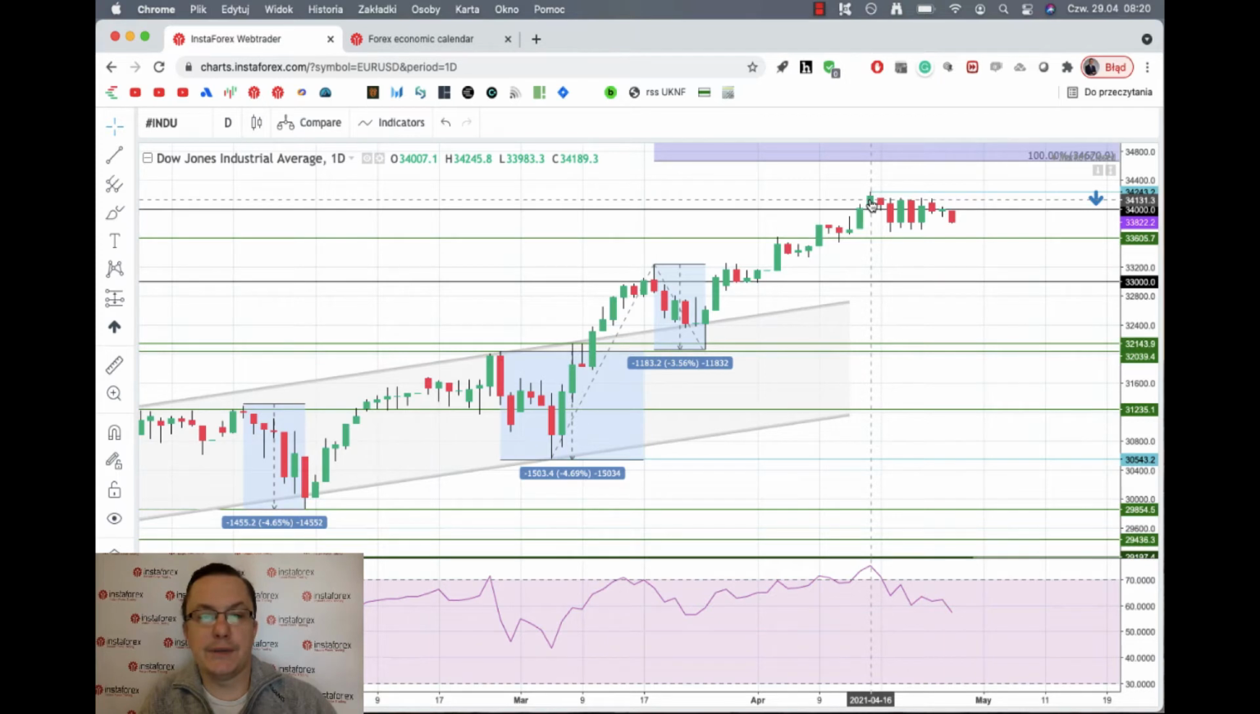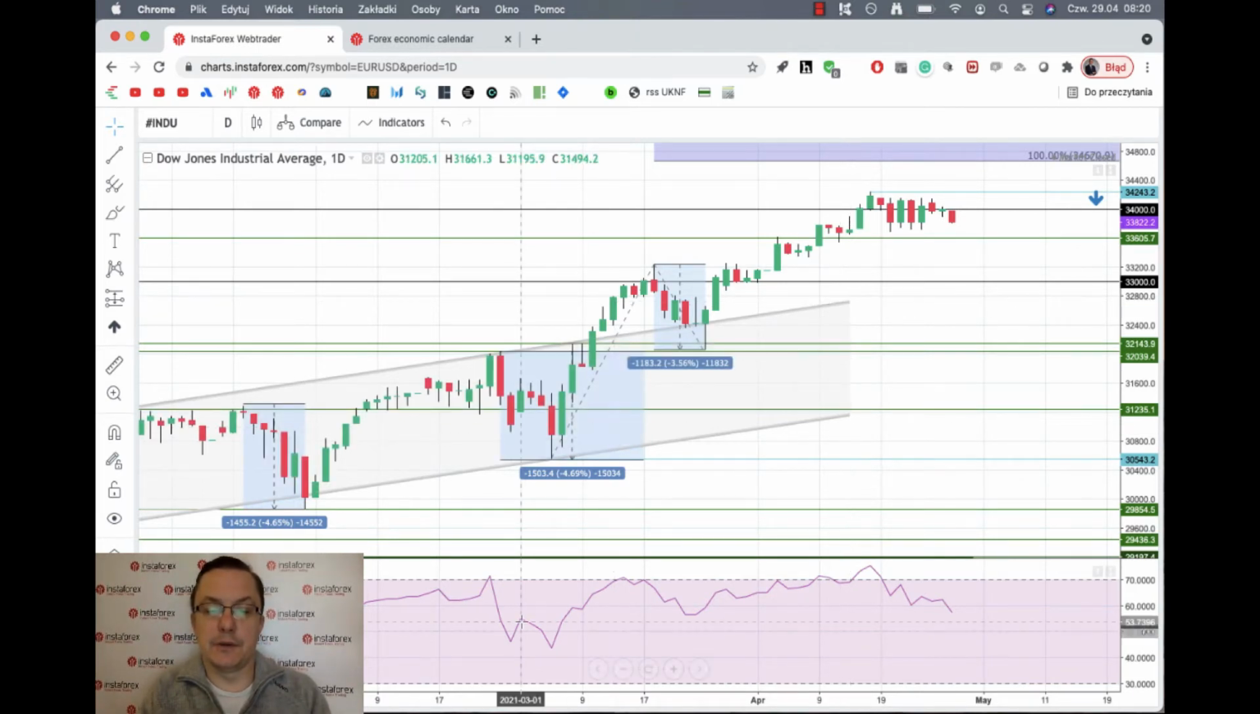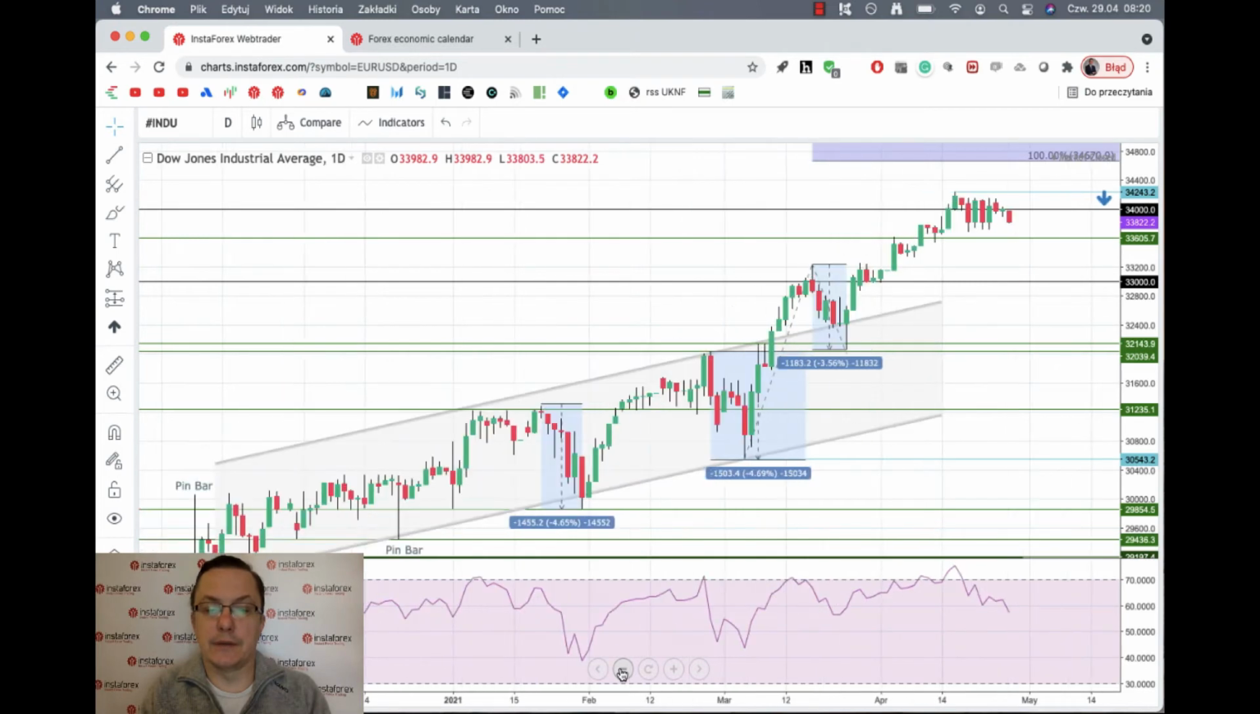34,245 is the high on the Dow Jones, but if we break below 33,605, then the Dow Jones might go lower towards 33,000, or even extend the move to the south.